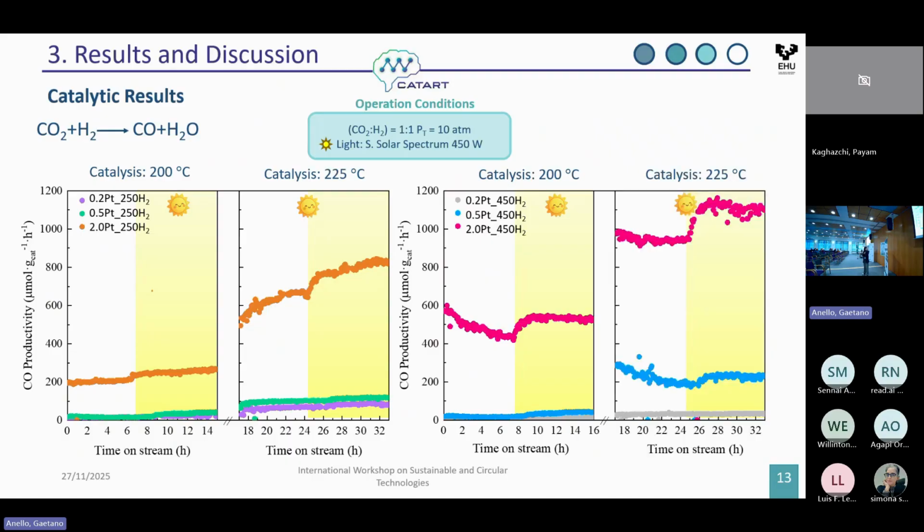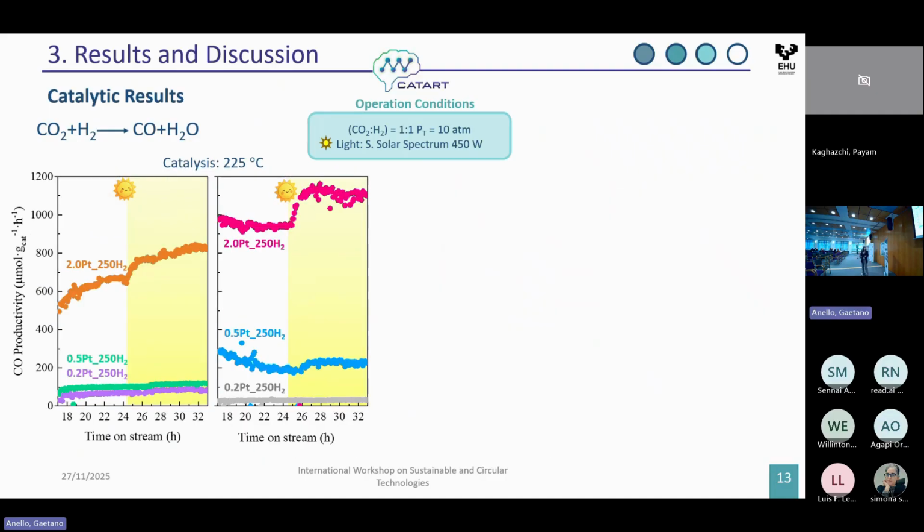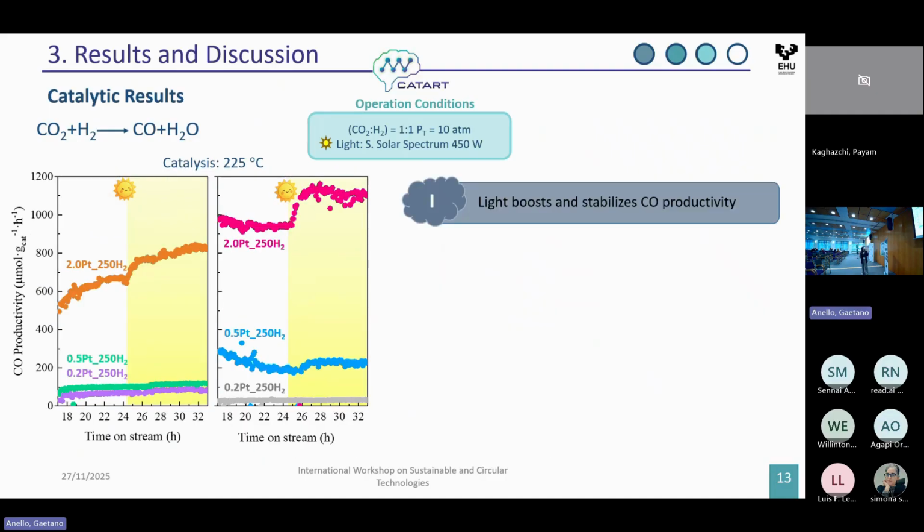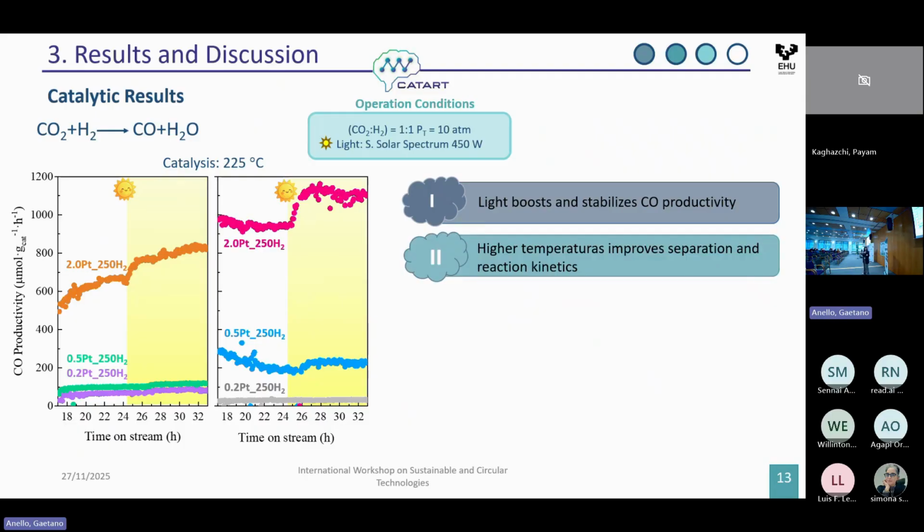And by the moment we increase the temperature, we are also able to see this trend for the 0.5% platinum in our catalyst, but the one that behaves best is the 2% of platinum treated at 450 degrees. So the conclusion that we got from these catalytic results is that the light boosts and stabilizes CO productivity. Moreover, higher temperatures improve separation and reaction kinetics.